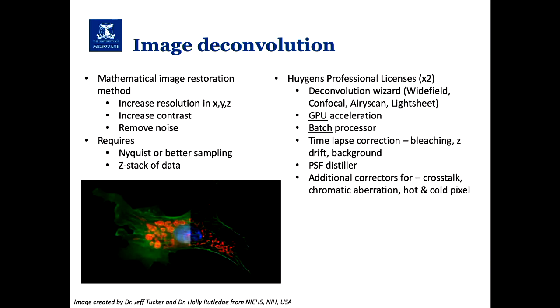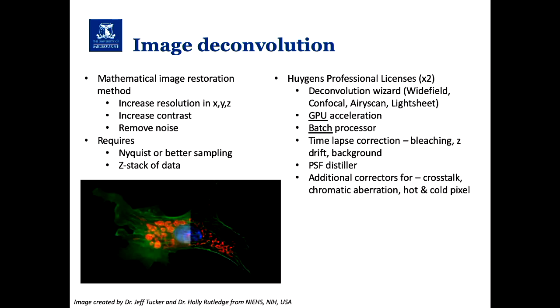So it's mathematically reassigning light that may be out of focus back to where it originated from, and that's how it's increasing the contrast. So it takes those fuzzy images that you tend to get on epifluorescence microscopes and turns them into much, much sharper, more like confocal quality imaging.